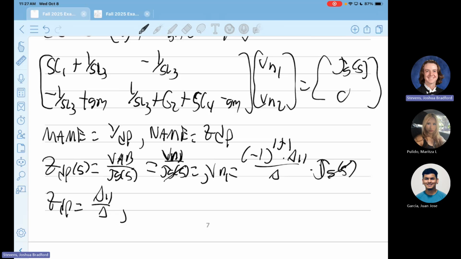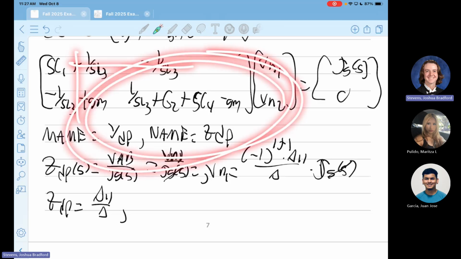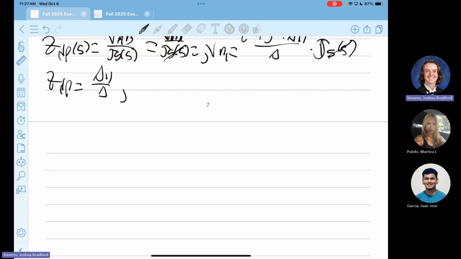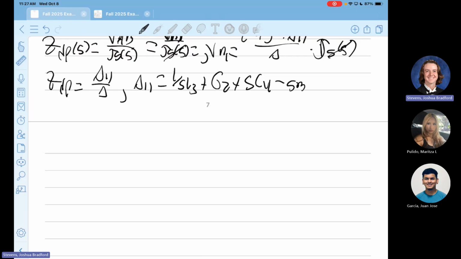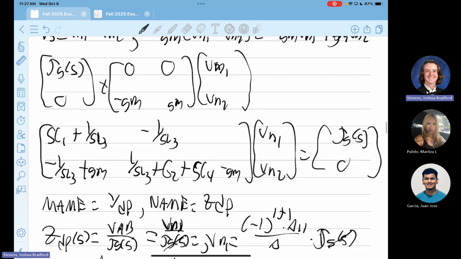Delta 1,1. How do you find what delta 1,1 is? Delta 1,1 equals 1 over SL3 plus G2 plus SC4 minus gm. Do y'all agree with me? Okay, cool. Delta as in the determinant.